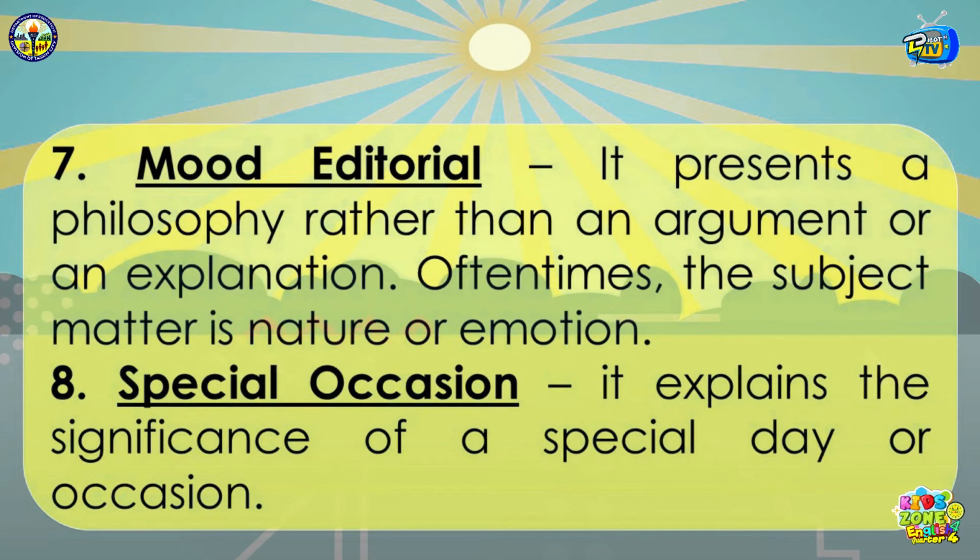Number 7, mood editorial. It presents a philosophy rather than an argument or an explanation. Oftentimes, the subject matter is nature or emotion. Number 8, special occasion. It explains the significance of a special day or occasion. Now that you already know about editorial writing, let us know the parts of an editorial.